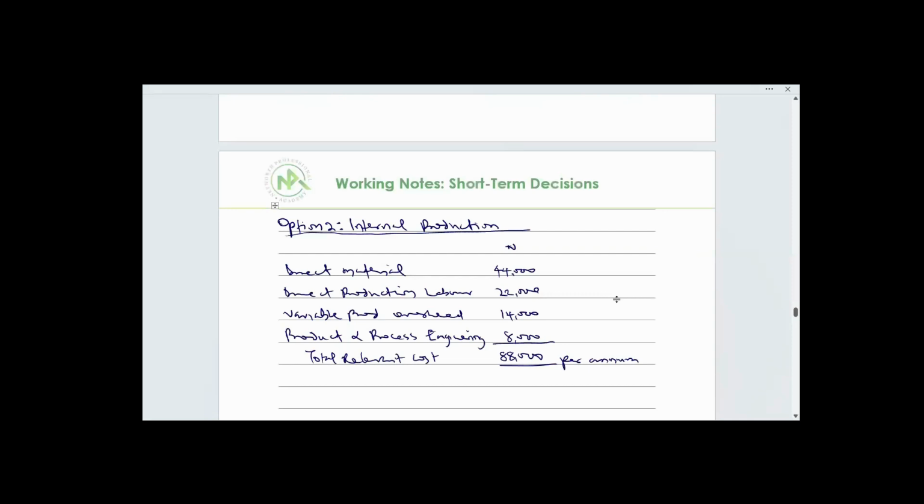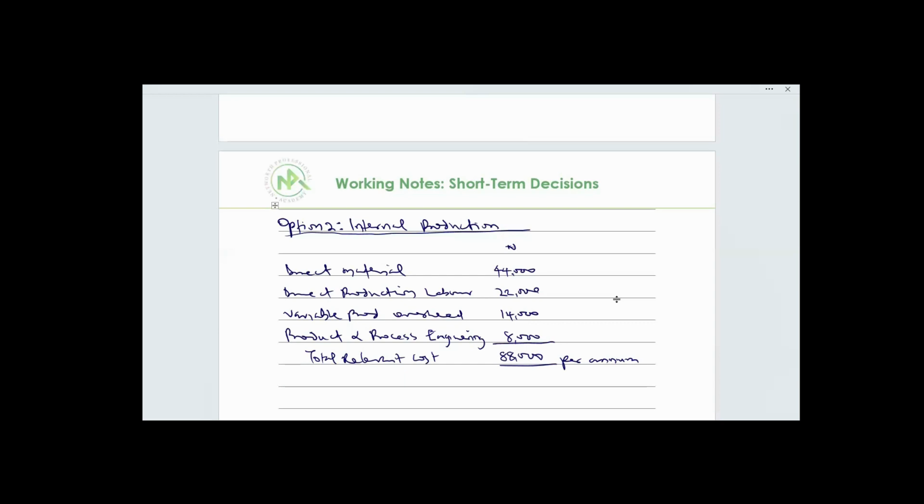I know that the total relevant cost that Divine Grace will incur under internal production is 88,000 naira. Since 88,000 naira is constant, year 1, 88,000, year 2, 88,000, up to year 5, 88,000, I need to calculate the annuity factor to discount the 88,000 for the next 5 years. Whatever it is, I'll put it on the other side.